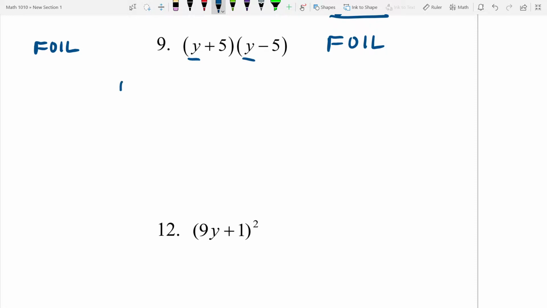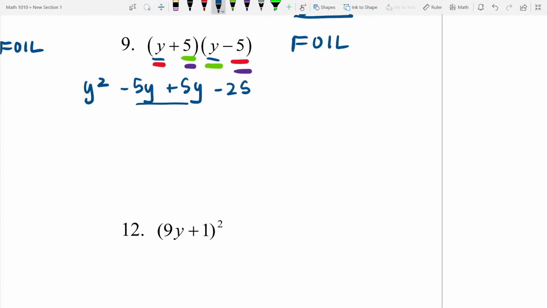Look, y times y is y squared. Outside is y times negative 5. That's a negative 5y. Inside is 5 times y. That's a plus 5y. And then last is a positive 5 times a negative 5, which is a negative 25. So look what happens. When you go to add these two middle terms, the negative 5y and the positive 5y go away. So your answer is y squared minus 25. That's your answer, and you're done.